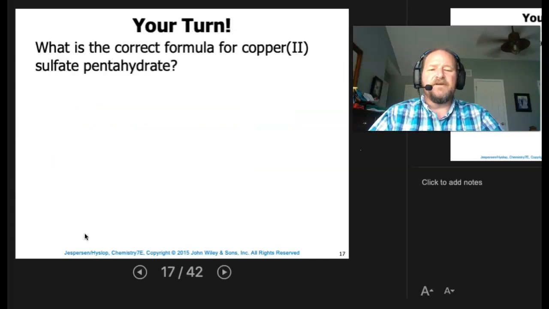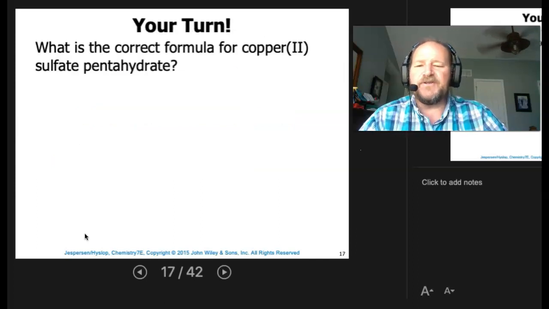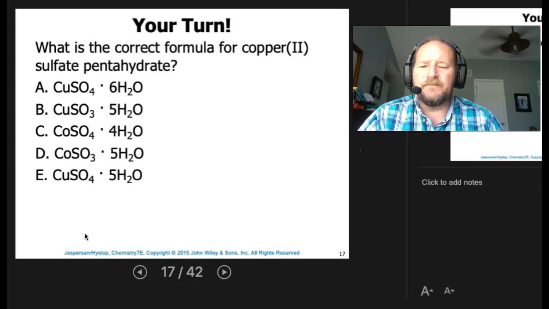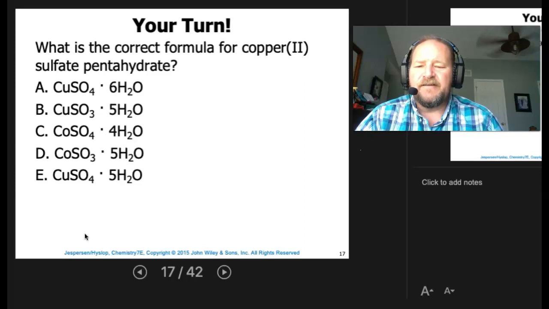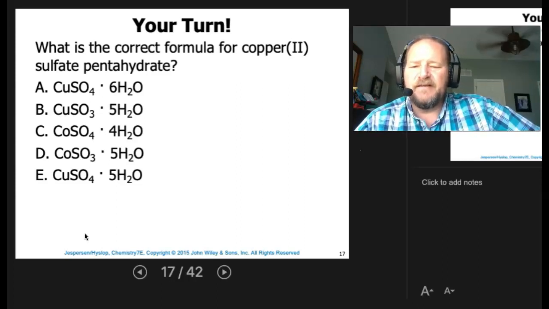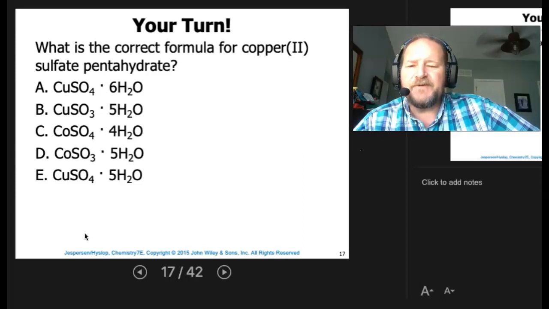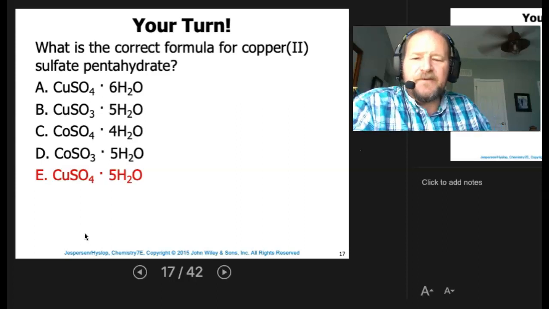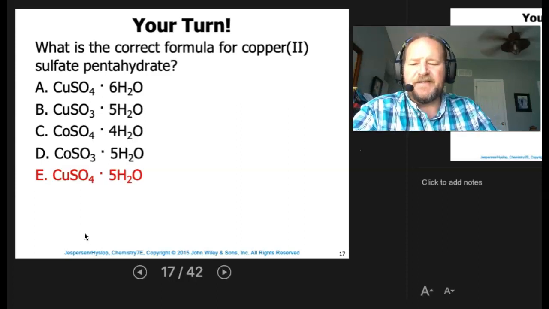All right. So what is the correct formula for copper 2 sulfate pentahydrate? So I'll give you a moment here. All right, it's a pentahydrate. So that limits it down to B, D, or E. It's copper 2 sulfate, so we know we need SO4, which leaves us with only, at that point, E. There it is, copper 2 sulfate pentahydrate.